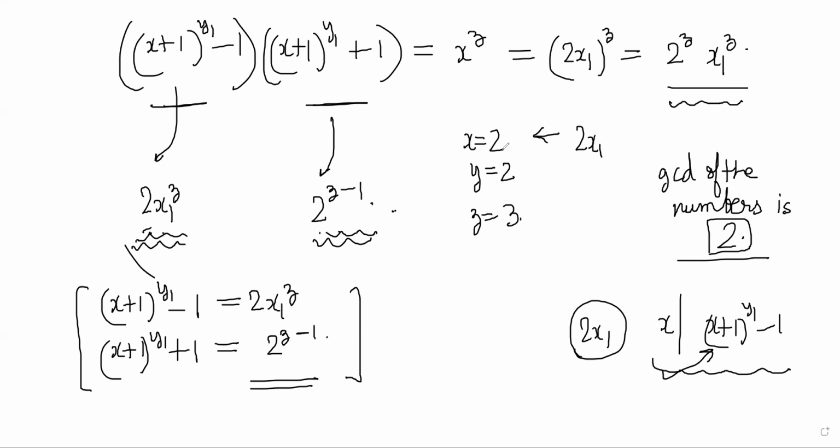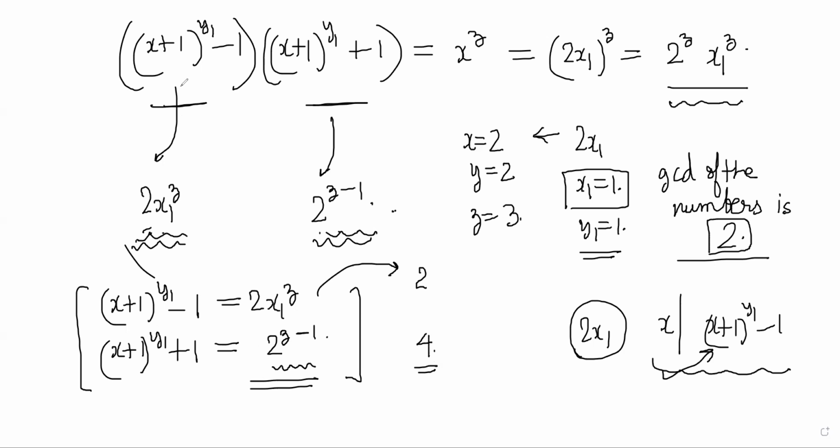2x1, x was 2x1, so x1 is becoming 1 here, right? And y1 is also 1. So if x1 is 1, we'll get this part here as 2, and this part here as 2 power z minus 1, which is 2 power 2, 4, right?